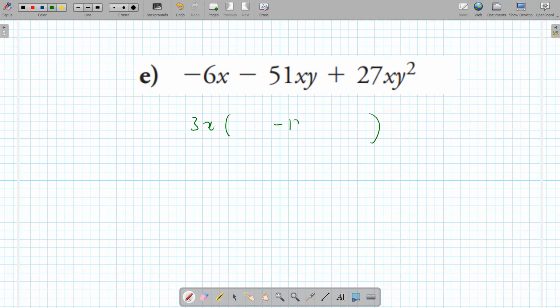I'll give you this one. What goes here? 2. Negative 2. What about here? 9. Just 9y squared. 9y squared, right? Are we done? Is that it? Or can we go further?